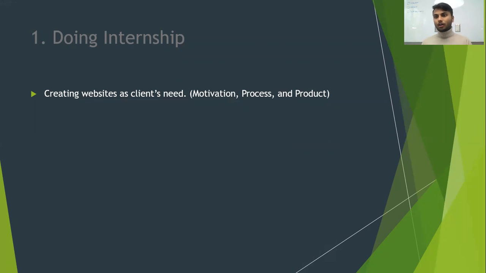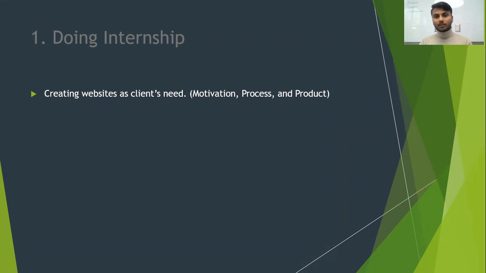The process is coding for creating the website, almost day and night. I mean, I don't have to code the whole day and night, but I need to invest more time. So that is the process, coding and programming. And the product would be the final result, the website, with which the client is satisfied. So that is the motivation process and product model. In this way I'm going to use it in my life in the upcoming days.